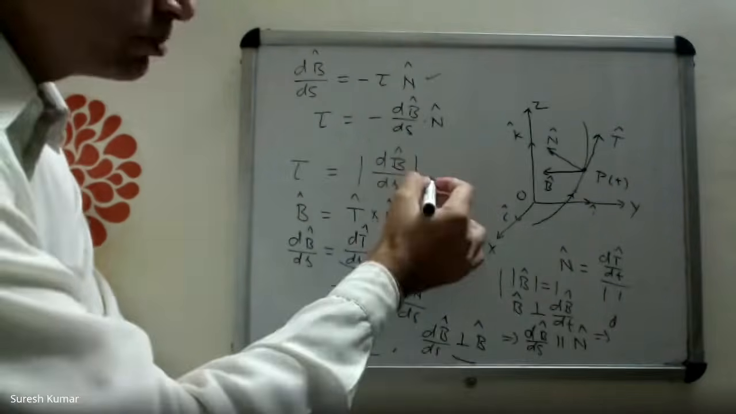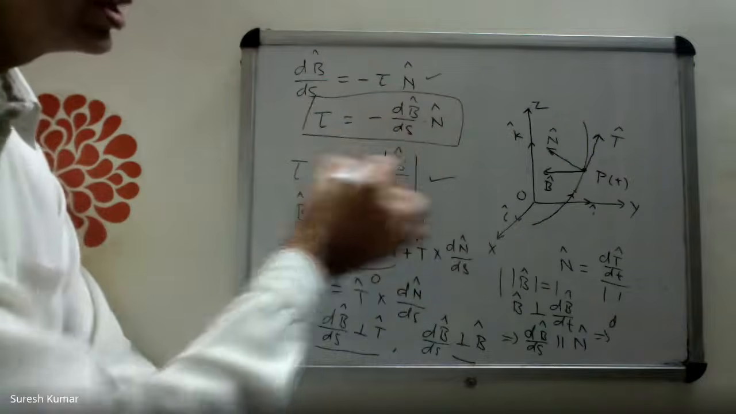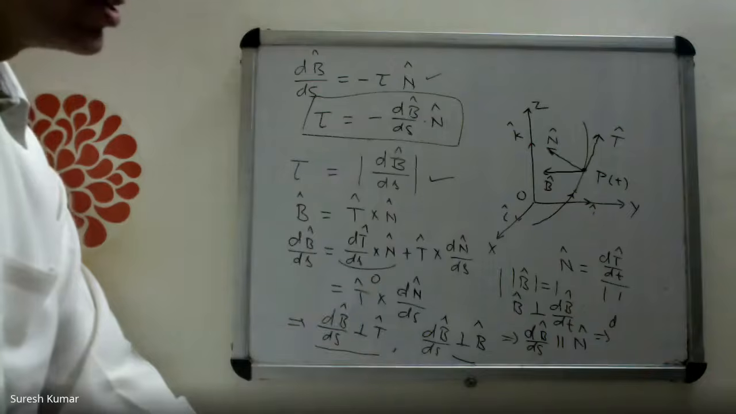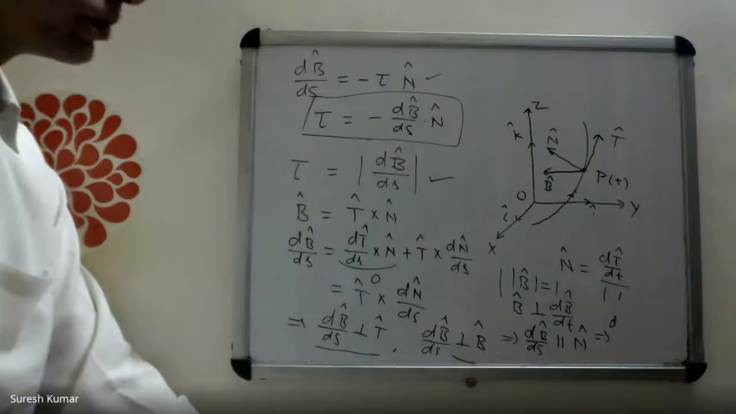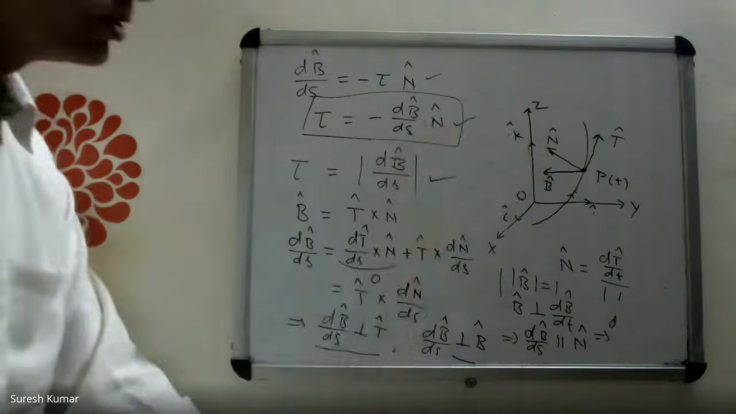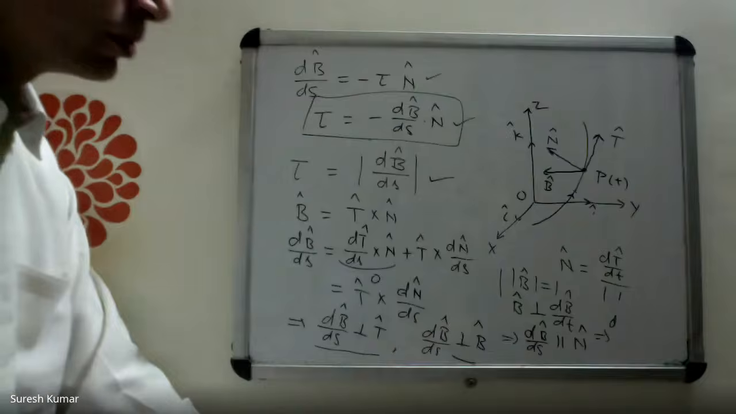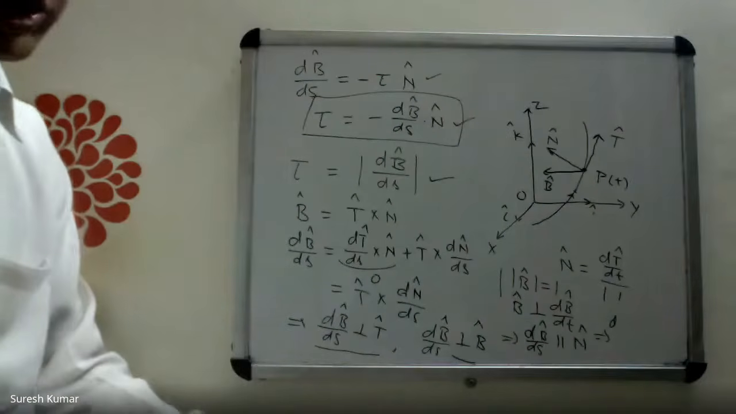So in fact this is magnitude. The actual formula is here. Torsion is historically written with the sign minus. Okay, it is conventional. Don't think about it. So use this formula to find torsion of the curve at the point P. By the way, what is the meaning of torsion? This is important to understand.